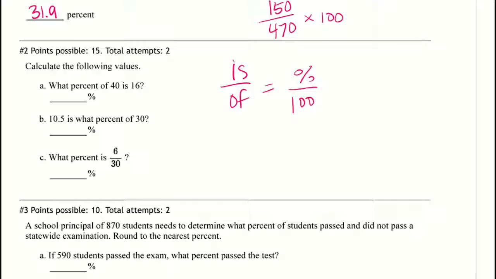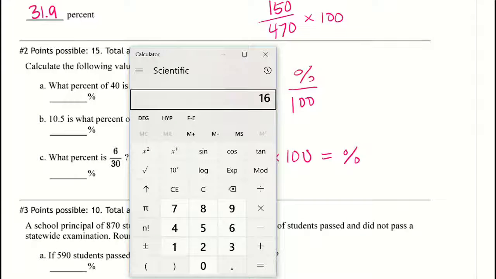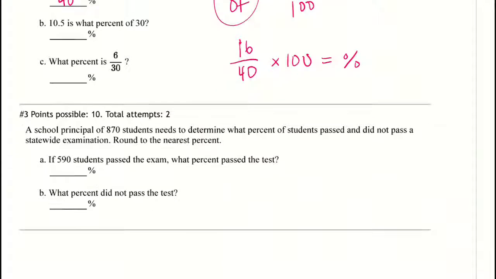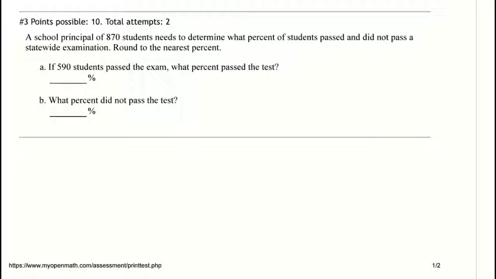So if I'm looking at what percent of 40 is 16, of 40 is going to go in the bottom, is 16 is going to go on the top. And then to solve for the percent, we'd multiply by 100. And I'll get 40%. So you do the same formula for the others.